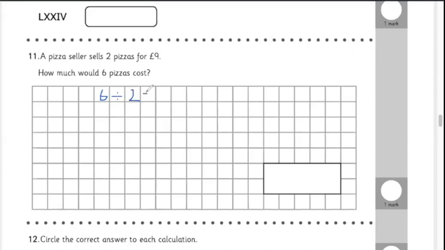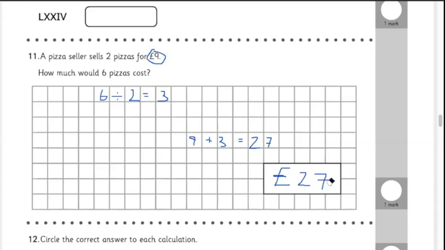Which is 3. So we know we are going to have to do 3 lots of £9. Okay, so 9 times 3. Oh, I really need to get better at this. Right, 9 times 3 is 27. So the answer is not just 27, it's 27 pounds. You have to have the pound sign for the mark. Okay, no pound sign, no mark.